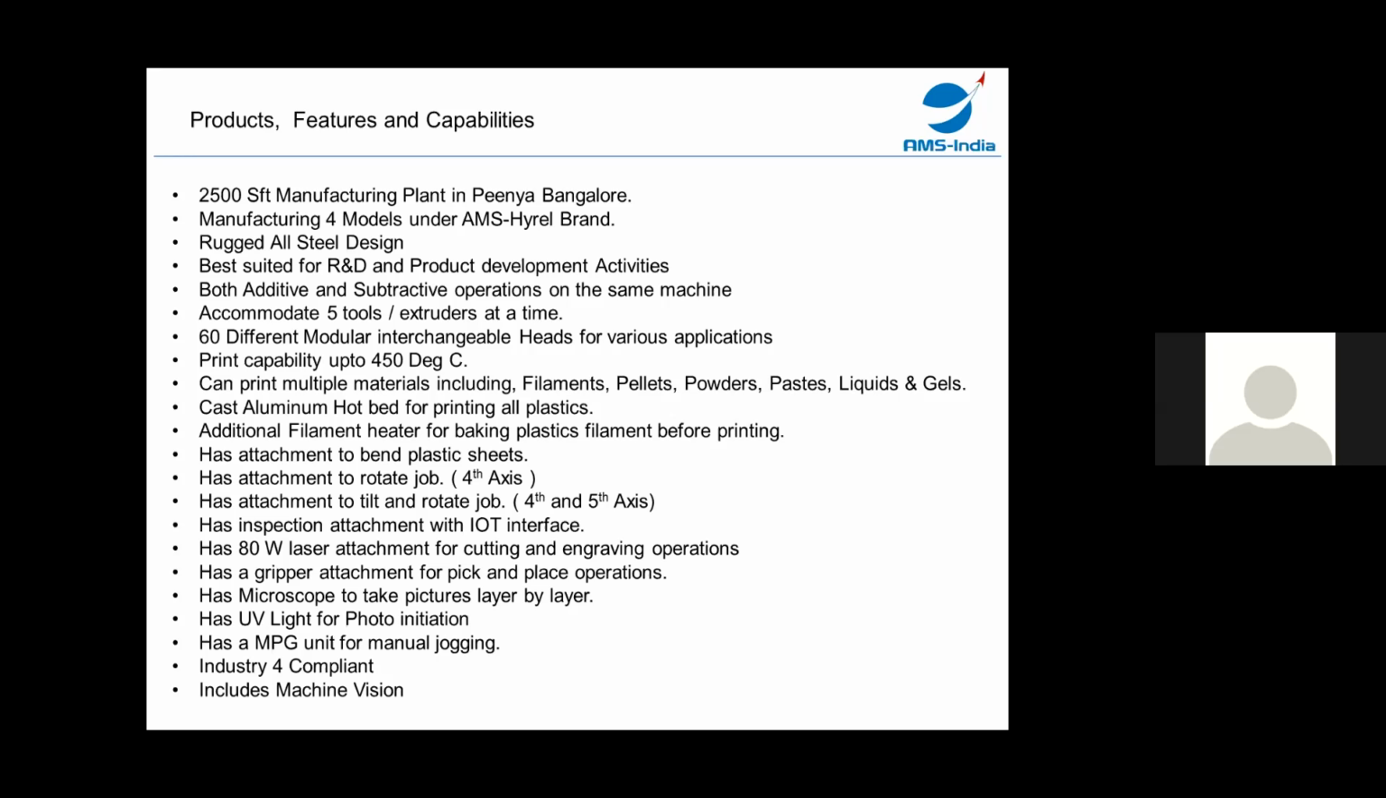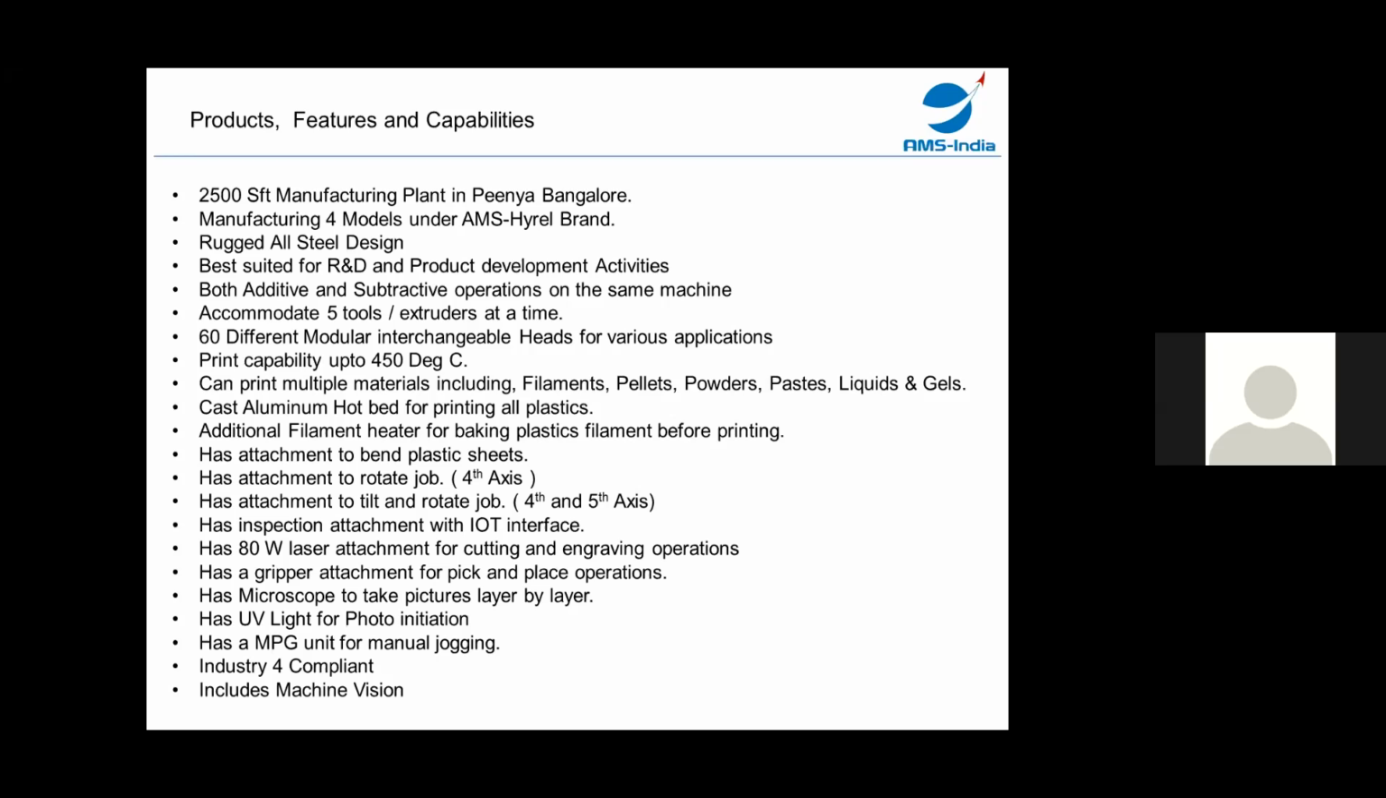The machine has a print capacity of 450 degrees centigrade. That means any material that can melt up to 450 degrees centigrade can be printed on this machine. The machine can accommodate a variety of material in the form of filaments, pellets, powders, pastes, liquids, or gels. Everything can be done on the same machine. So that is the uniqueness. That is why it's very flexible, because of its multi-material capabilities. And in the coming slides, I'll show you how it is made possible to do all these multi-material capabilities.